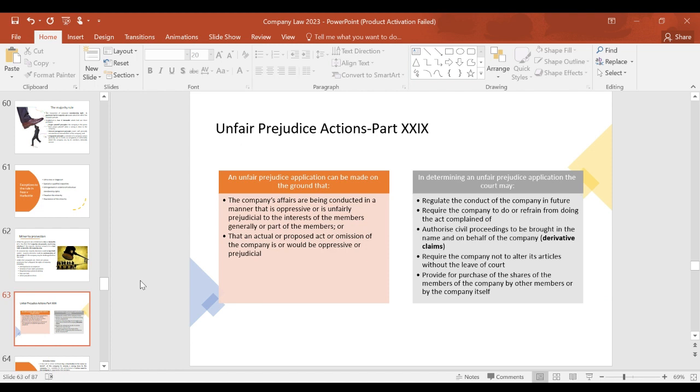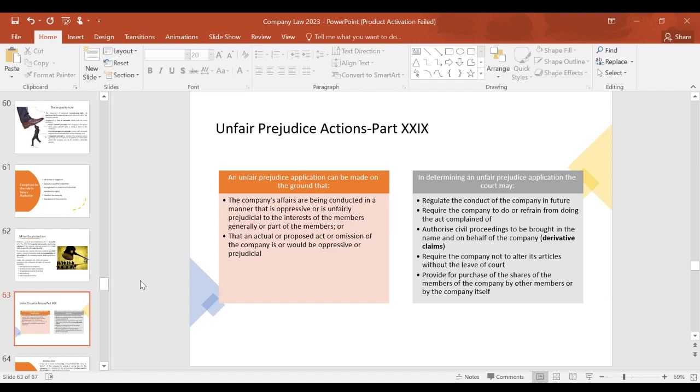Now, when the court is looking at these unfair prejudice actions, once it assesses these claims and finds that there has been violations, a court may issue several orders or assist in several ways. One of which may regulate the conduct of how that particular company will act in future. It may put an injunction that the company should never do a certain act.